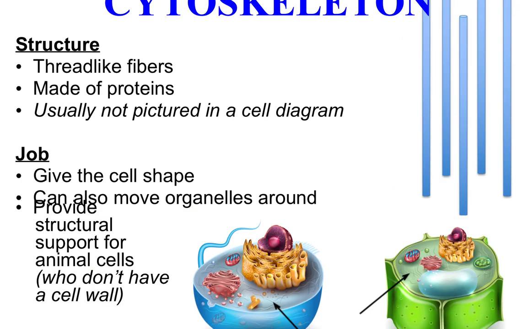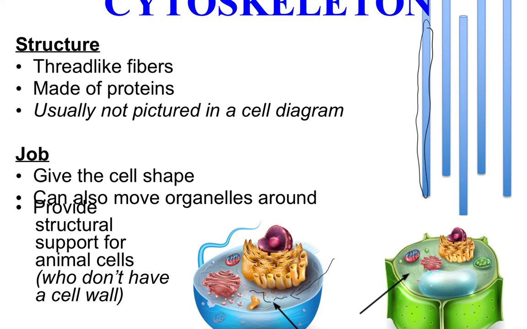Cytoskeleton are these thread-like tubular fibers like this. They're made up of different proteins, and sometimes we don't always see them in a cell, usually because it just doesn't make the diagram look pretty. But if you look right here, you'll see these little squiggly lines, they look almost like hairs. But they're thread-like fibers, and their job is to give the cell its shape.